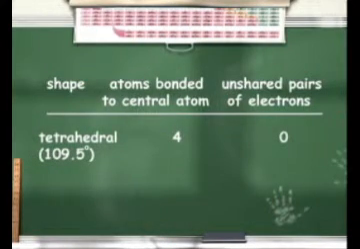Whenever 4 atoms are bonded to the central atom and there are no unshared pairs of electrons on the central atom, the molecule will have a tetrahedral shape. This will result in a 109.5 degree angle between the atoms.